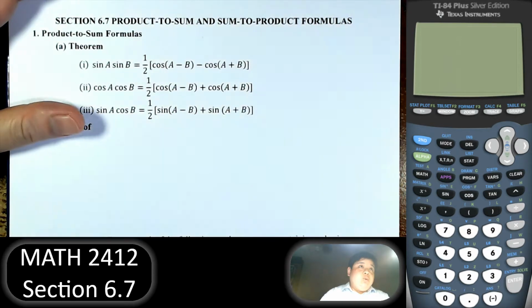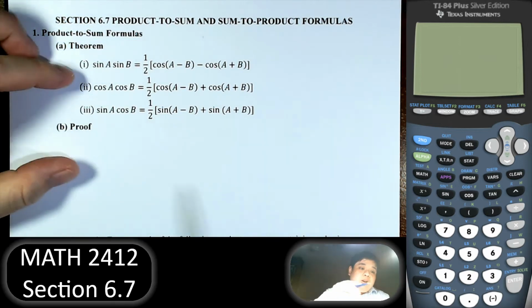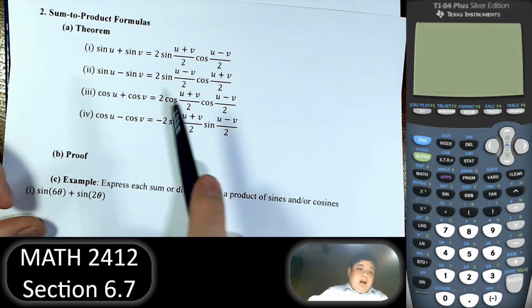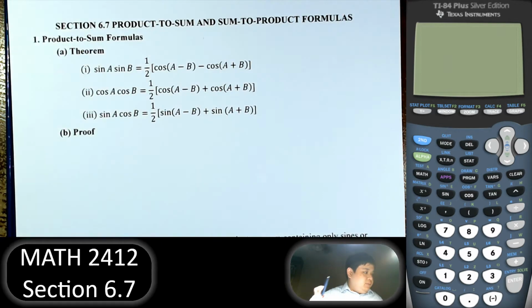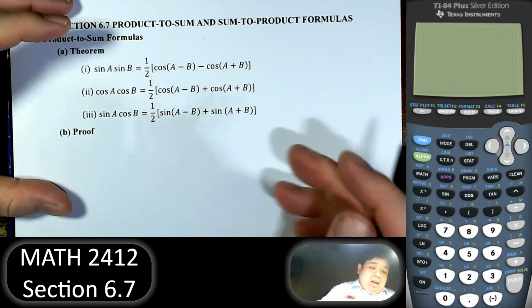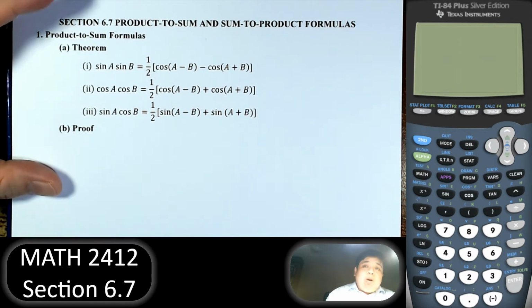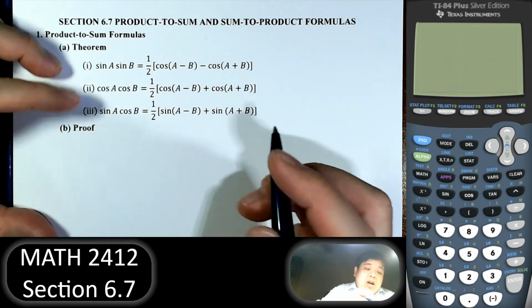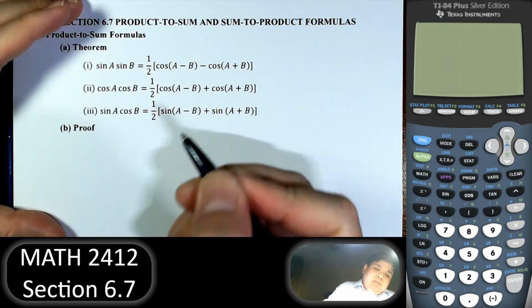So in this section, we only have two sets of formulas. The first one from the product to the sum, and the second one from the sum to a product. I don't recommend you memorize all of this. What is worth memorizing is the sine and cosine of a sum or difference.